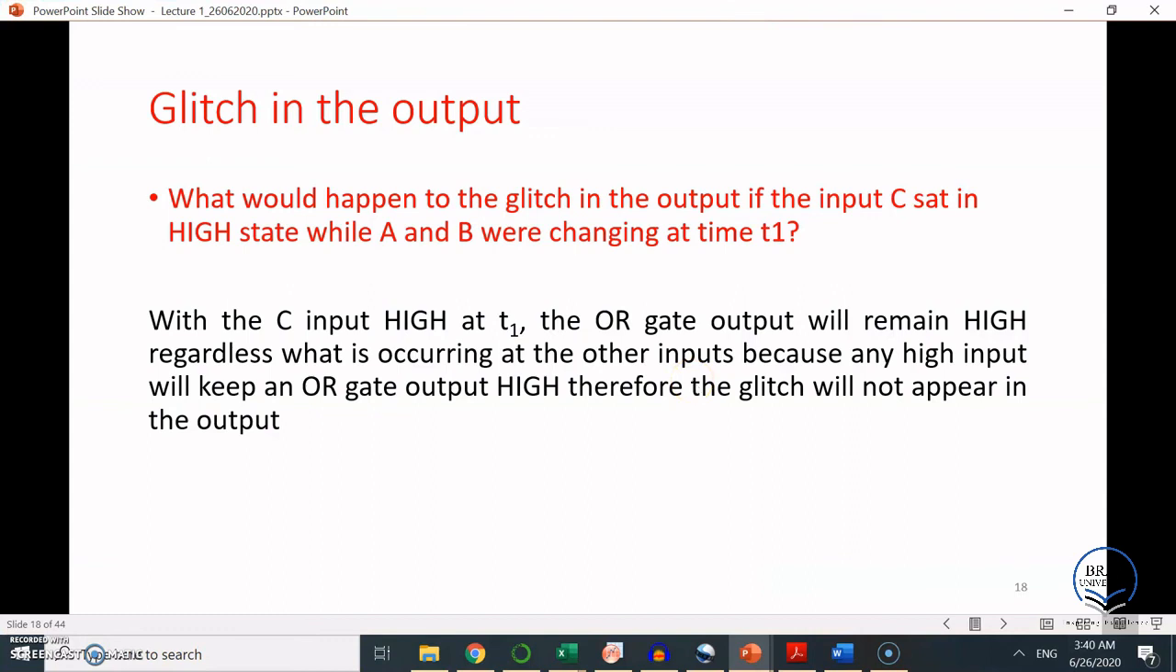Now consider a situation for the glitch example we discussed before. What would happen to the glitch in the output if the input C sat in high state while A and B are changing at time T1? I suggest you try to find the solution for that. If not, we'll discuss it in the next lecture. Thank you.